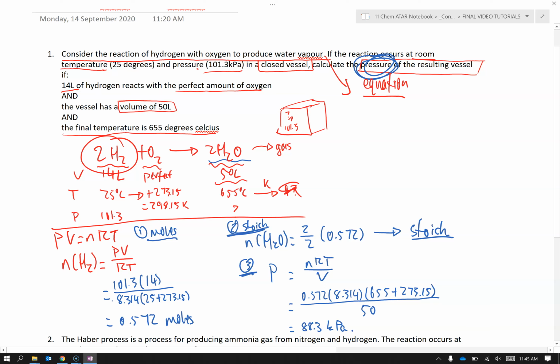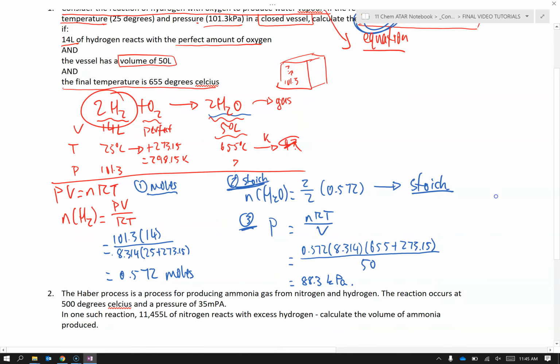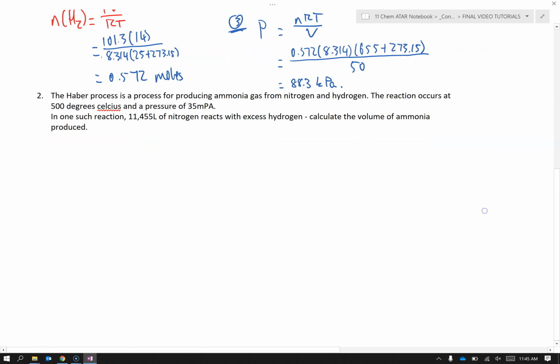So even though that question, written in a different way, presented with some different information, actually uses the same methodology. Okay, let's look at a different one. This time we're looking at the Haber process, which is a process for producing ammonia gas from nitrogen and hydrogen. Now, again, the key word in this question is producing, which means we need to write an equation.